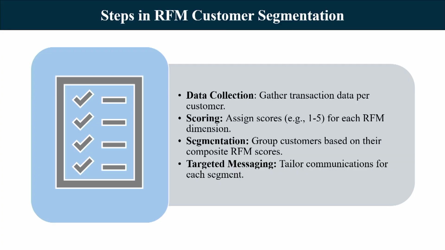Then comes the segmentation stage, where we group the customers based on their composite RFM score. So basically we are dividing them into, let's say, 12 categories. So we now know what is the behavior of each of these categories, and probably we can come up with specific and personalized marketing strategies for each of these categories.